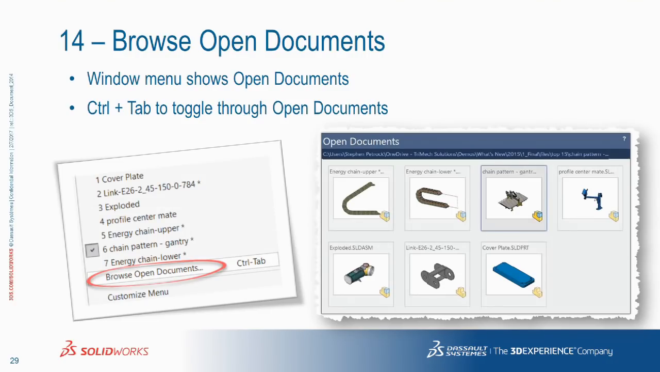So Ctrl Tab browses the open documents. So you can go through the Window drop-down menu and pick all the open documents, or you can hit Ctrl Tab and a little window will pop up and you can browse through them. Similar to Alt Tab, the way Windows works, right? Alt Tab to cycle through all of the applications that are opened.